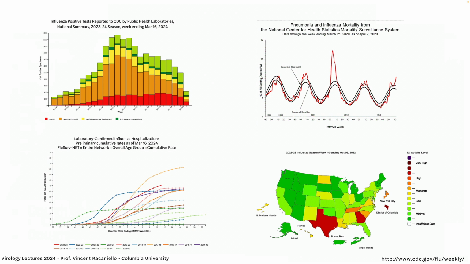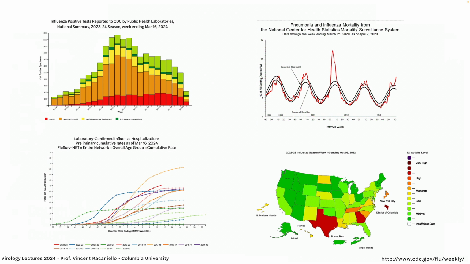So now we're in March, and looks like the season is coming to a close. But also here you can see the different influenza viruses that occur during the season. We have the H3, we have the H1N1, and in green, the B lineage.